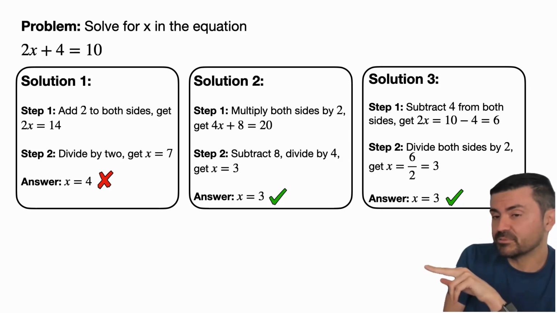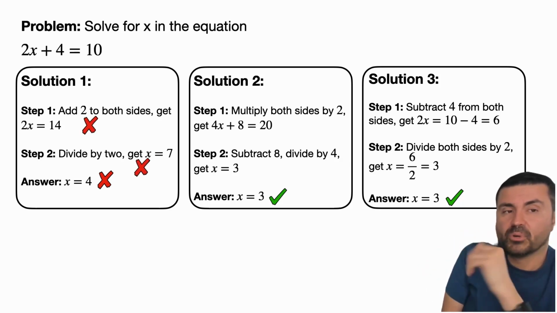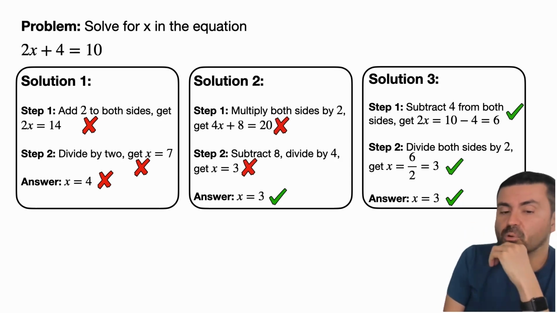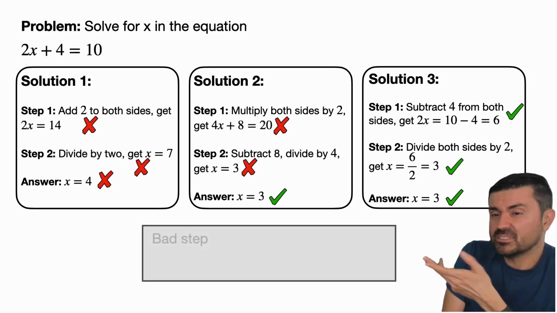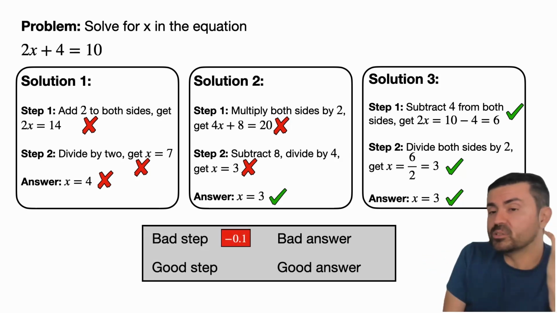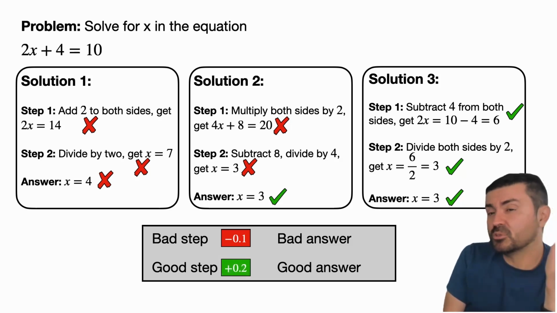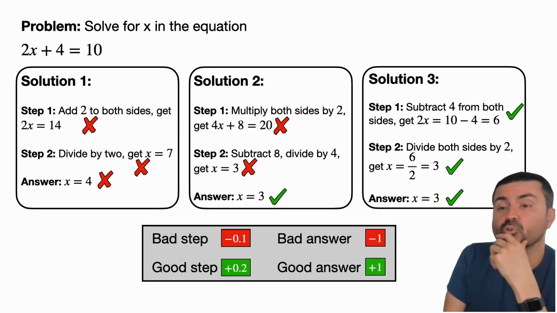So that's the last step of the solution. Each one has 3 steps. And as for the steps, well, they're both wrong in solution 1. For solution 2, one is wrong, one is right. And for solution 3, both are right. So we're just going to come up with some numbers. Let's say we're going to subtract 0.1 every time there's a bad step. We're going to add 0.2 every time there's a good step. And then for answers, we're going to be a little more drastic. We're going to say that a bad answer gets a score of -1 and a good answer a score of +1.